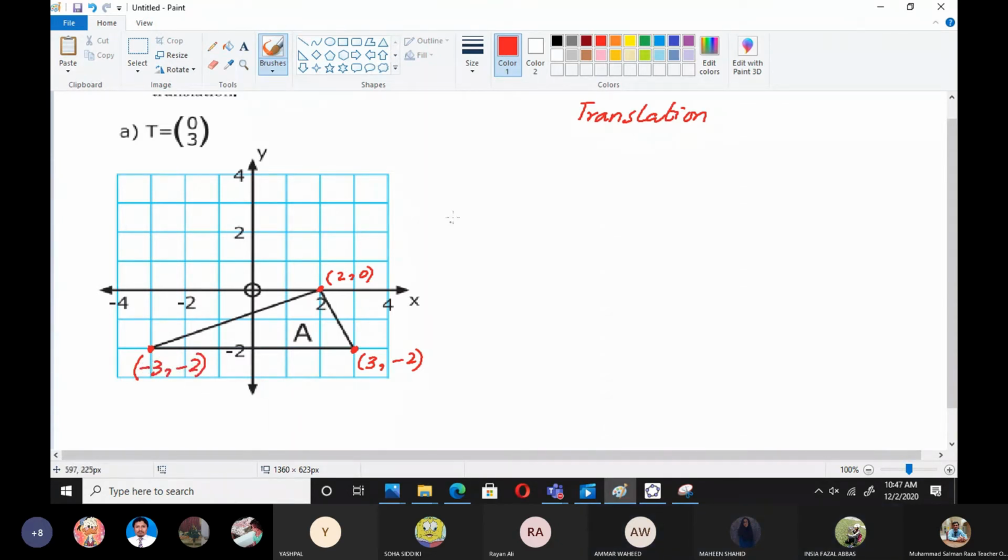And what are we going to do? We are going to write the object like this. So if I say this is A, A is 2, 0. If I say this is B, this is 3 and minus 2. And if this is C, this is going to be minus 3, minus 2.